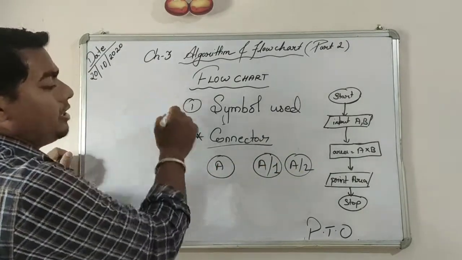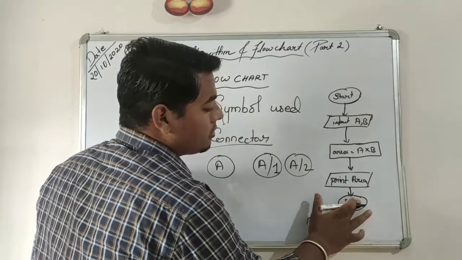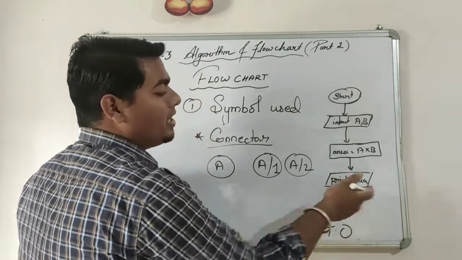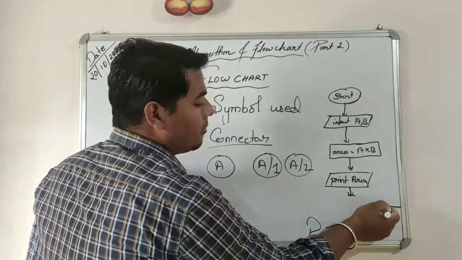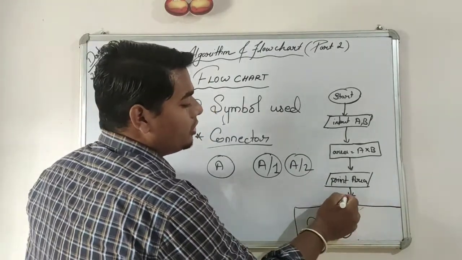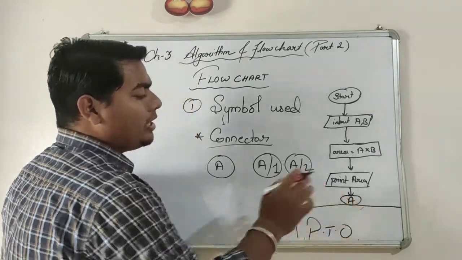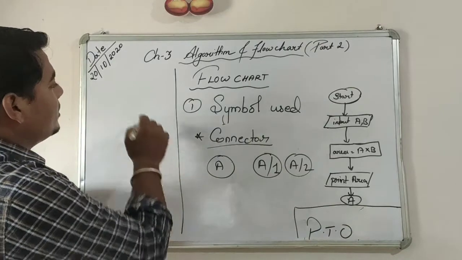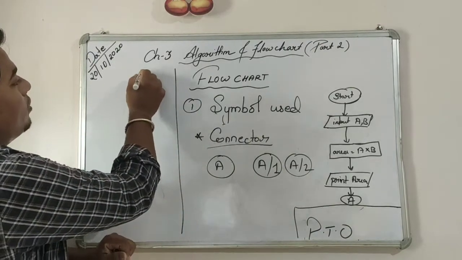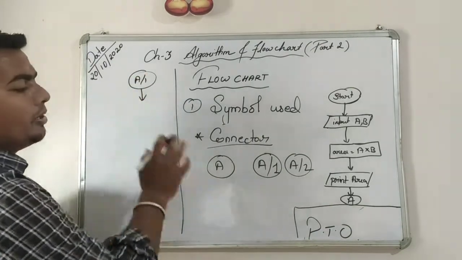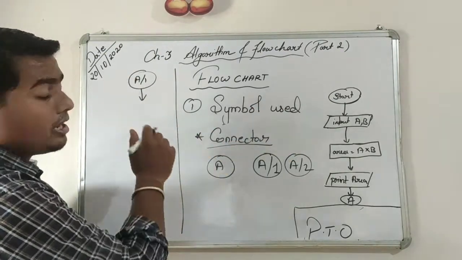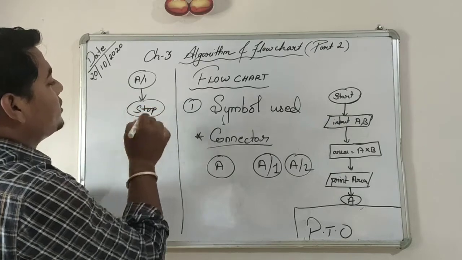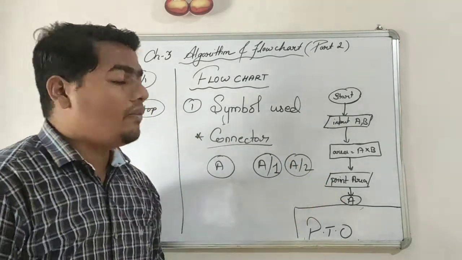For example, when you have started a flowchart and you have not stopped yet, but the page is over, then you can use this connector A. When you write A here, and this is our next page, you write A/1 in a circle and then you start from here. It means it is a continuation of that same answer. At A/1, we have to stop; our algorithm, the flowchart, has finished.